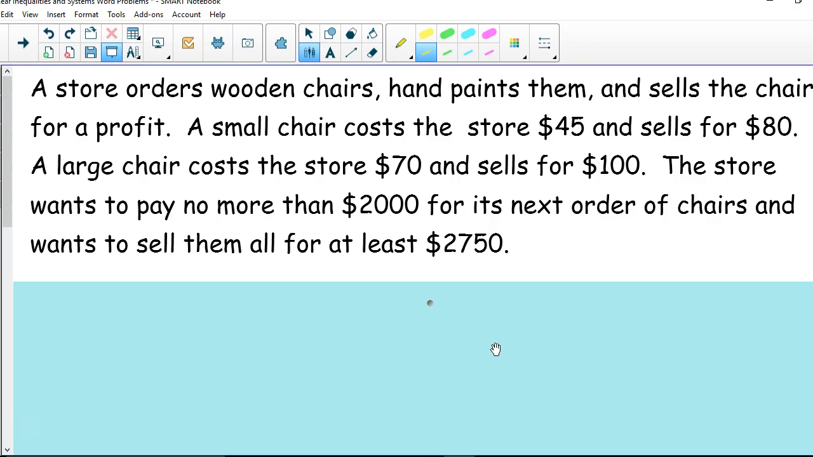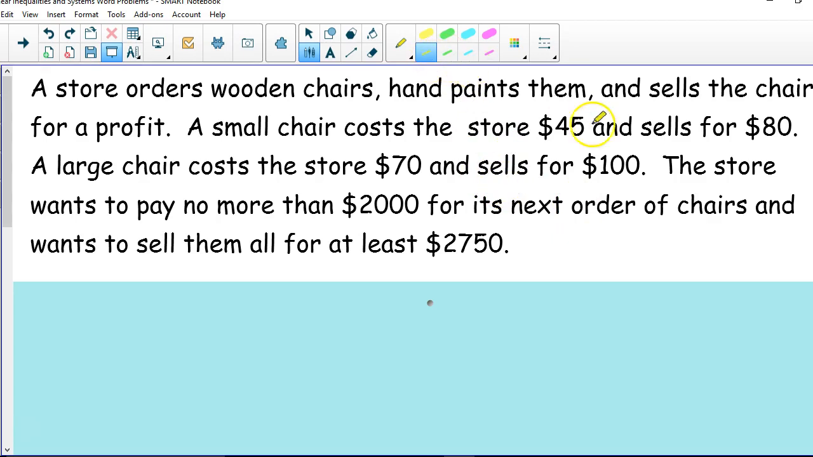A store orders wooden chairs, hand paints them, and sells the chairs for a profit. A small chair costs the store $45 and sells for $80. A large chair costs the store $70 and sells for $100. The store wants to pay no more than $2,000 for its next order of chairs and wants to sell them all for at least $2,750.